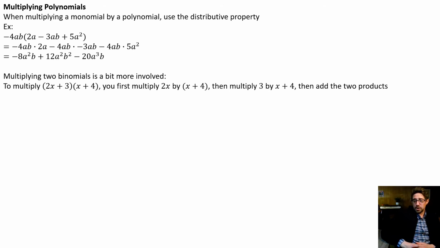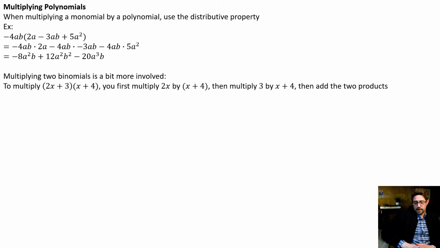All right, multiplying two binomials together takes a little more stuff. It's not just the distributive property. It is kind of, but it's like a new version of it. So if you had to do these, a binomial times a binomial, we're going to do 2x plus 3 times x plus 4.